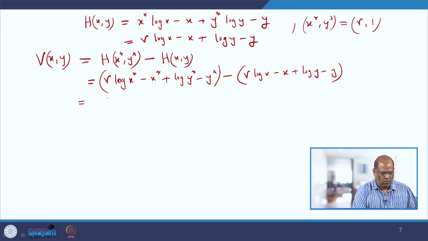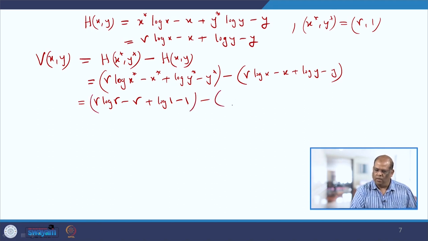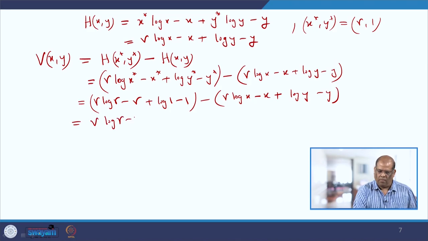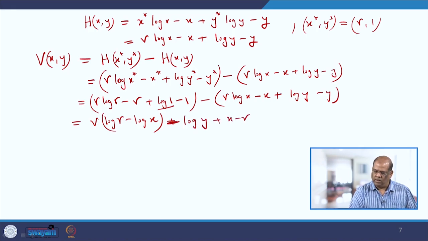So, this is equal to gamma log gamma minus gamma plus log 1, which is 0, minus 1, minus gamma log x, minus x, plus log y minus y. So, I have gamma log gamma minus log x, plus, sorry, minus log y, plus x minus gamma plus y minus 1.